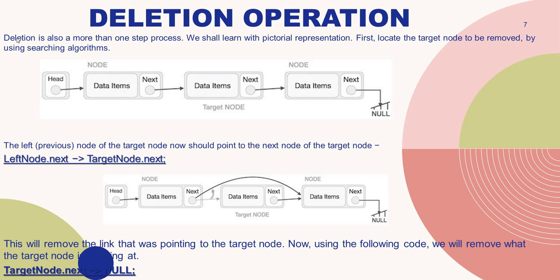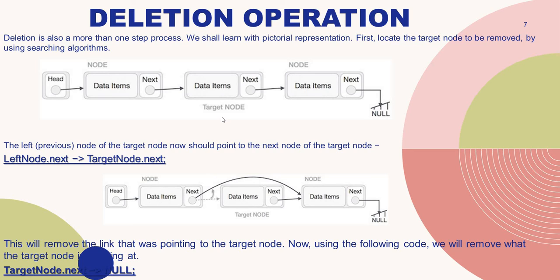Deletion operation. Deletion is also a more than one step process. We shall learn with pictorial representation. First, locate the target node to be removed by using a searching algorithm. The left previous node of the target node now should point to the next node of the target node.